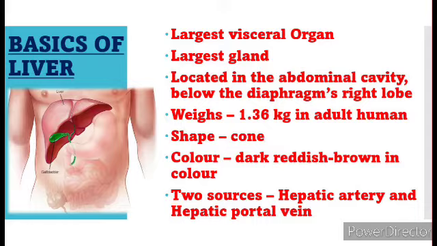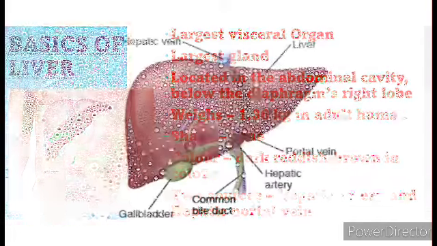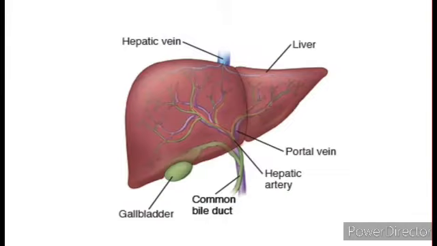In the liver, the oxygenated blood flows in the form of hepatic artery. Nutrient-rich blood flows from the hepatic portal vein. Okay, hepatic artery and hepatic portal vein. These two blood vessels flow in the liver.